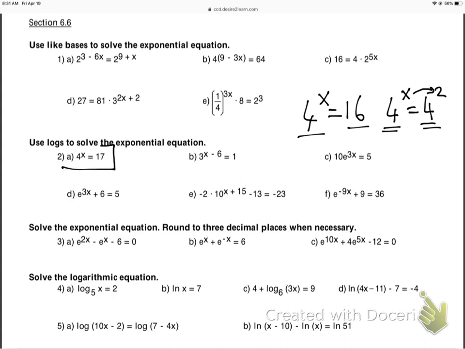But of course, something like this down here is a different kind of problem because I can't write 17 with a base of 4 or a base of 2 or whatever it is. So they're different kinds of problems. So let's take a look at this first set. As long as we have the same base, the exponent equals the exponent.